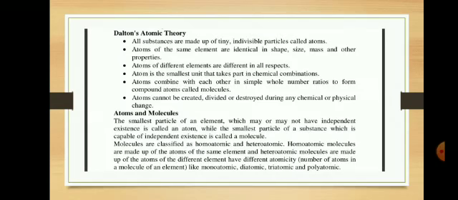Atoms and molecules. The smallest particle of an element, which may or may not have independent existence, is called an atom, while the smallest particle of a substance, which is capable of independent existence, is called a molecule. Molecules are classified as homoatomic and heteroatomic. Homoatomic molecules are made up of atoms of the same element, and heteroatomic molecules are made up of atoms of different elements. Molecules have different atomicity, that is, the number of atoms in a molecule of an element, like monoatomic, diatomic, triatomic, and polyatomic.